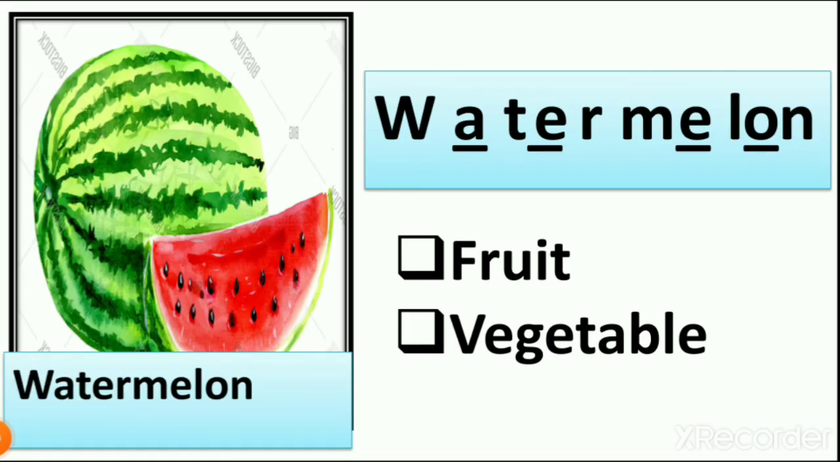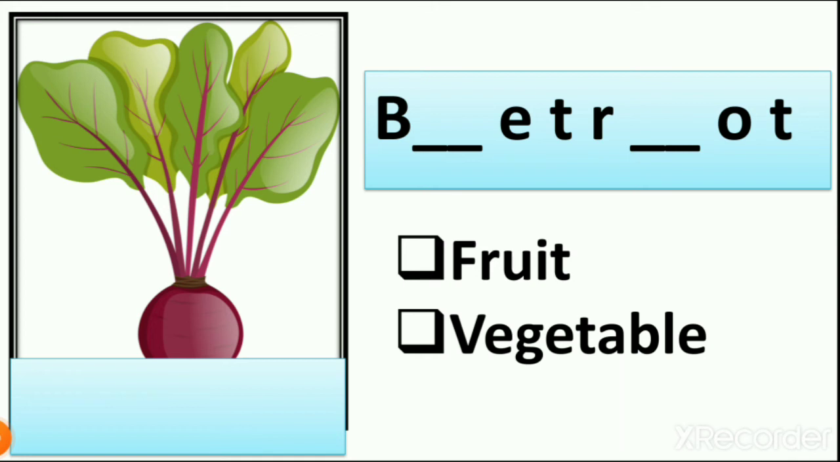So now, is that a fruit or vegetable? Watermelon is a fruit or vegetable? Yes, it is a fruit because we eat it as a fruit, not as a vegetable. So the spelling of watermelon is here and it is a fruit of the plant. So today we learn about which is a fruit of the plant and which is a vegetable of the plant. Now let's see which is the next.